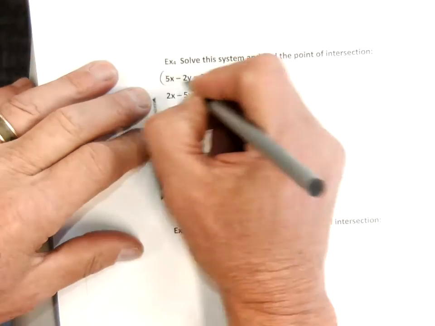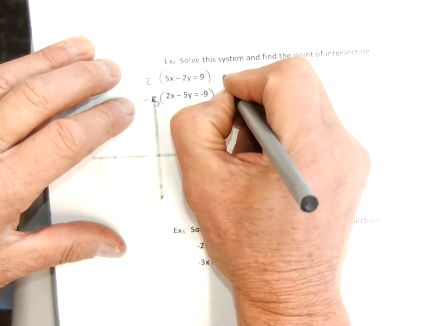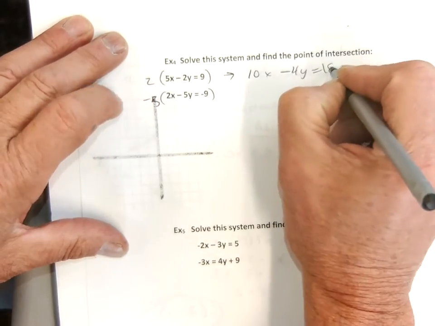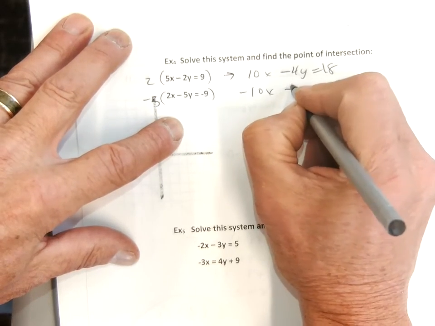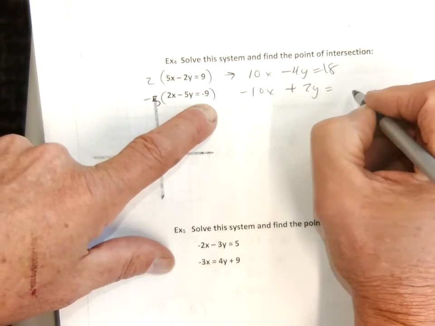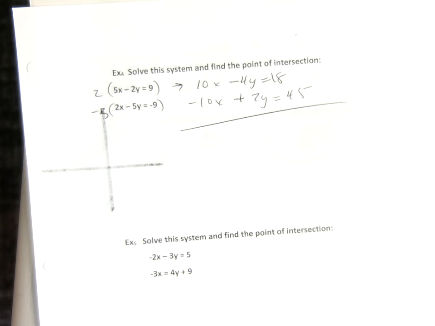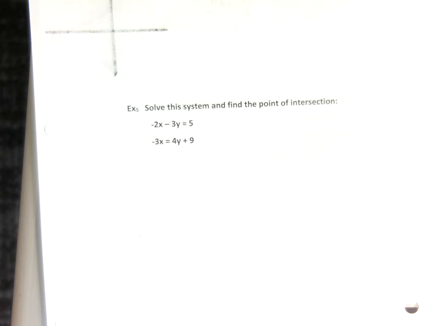So I'm going to multiply this one by a 2, this one by a negative 5, and I'll rewrite this equation. 10x, 4y equals 18, negative 10x, positive 25y equals 45. And I'm not going to finish it because of time. The x's cancel, right? And we can solve for y, okay? Last one, example five. Again, strategies. What would you do?